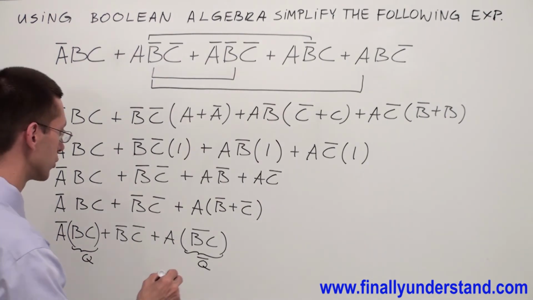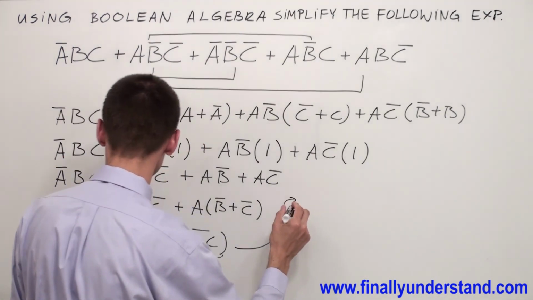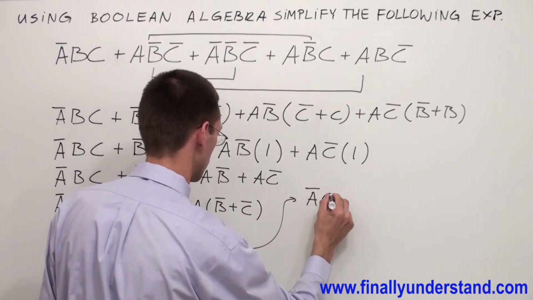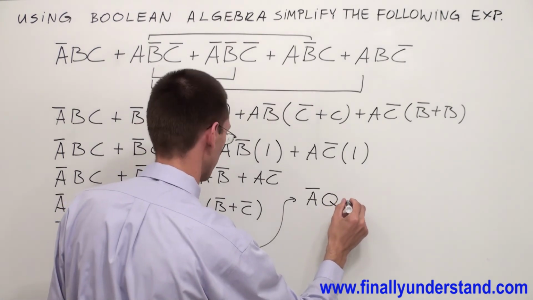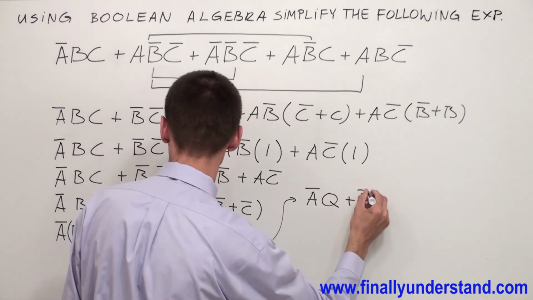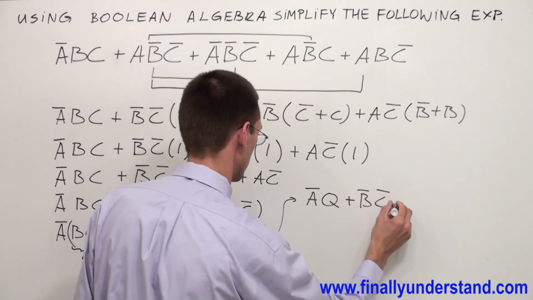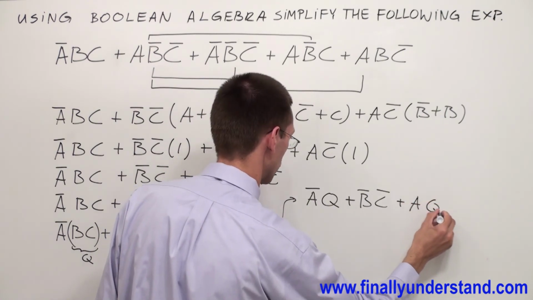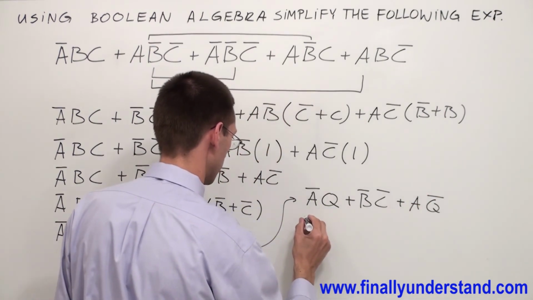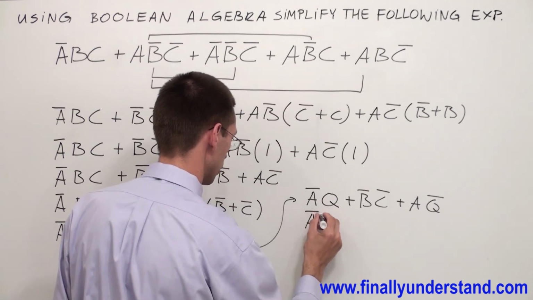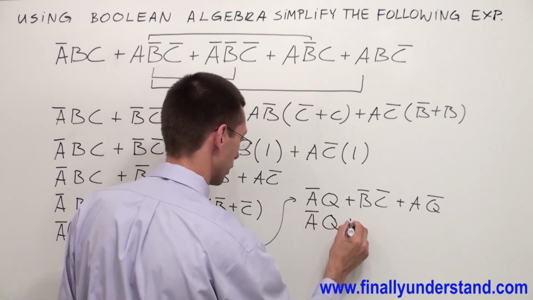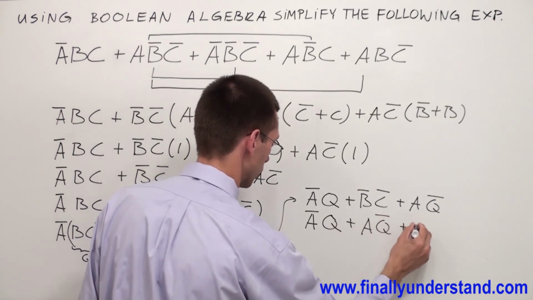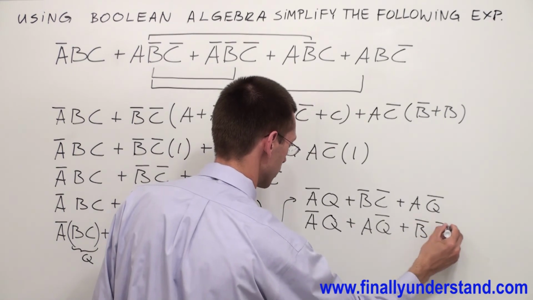And my equation right now is going to look like this. A naught Q plus B naught C naught, or A Q naught. A naught Q, or let me just organize this, Q naught or B naught C naught.